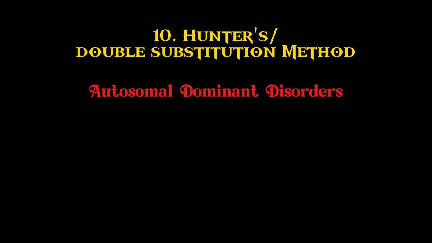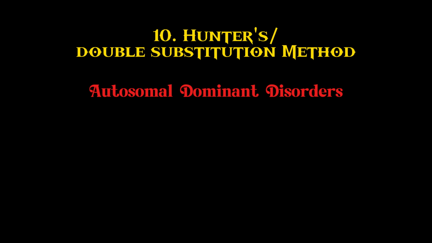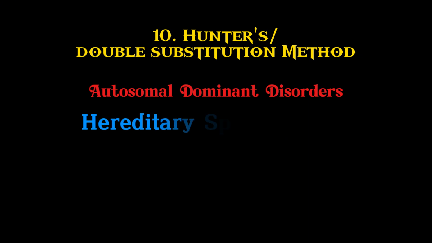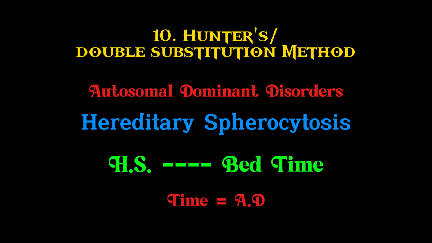I will give you 2 examples here. Autosomal dominant in short is AD, and AD represents time, as this is 2025 AD. Now, let's look at the examples. First example, Noonan syndrome. Noonan has the word noon in it, which represents time, so Noonan is autosomal dominant. Second example, hereditary spherocytosis, in short, HS. HS means bedtime. Here again, bedtime represents time, that is, AD. So hereditary spherocytosis is autosomal dominant.